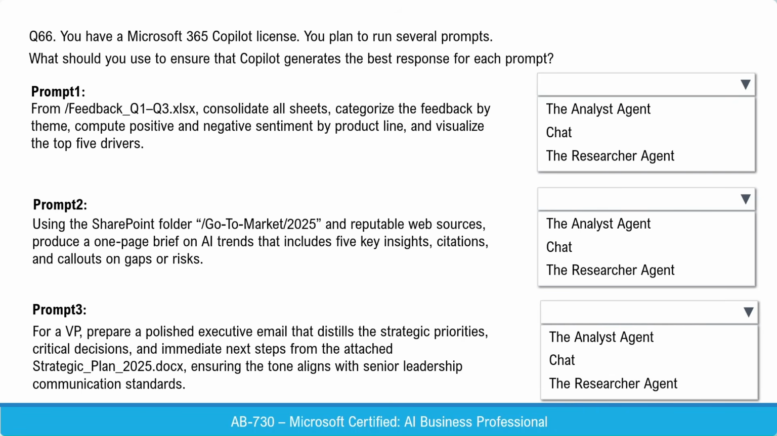Next question. You have a Microsoft 365 Copilot license. You plan to run several prompts. What should you use to ensure that Copilot generates the best response for each prompt? You have been given three prompts and you have the options to choose three agents: the analyst agent, chat, or the researcher agent. Please go through the prompts by pausing the video over here.